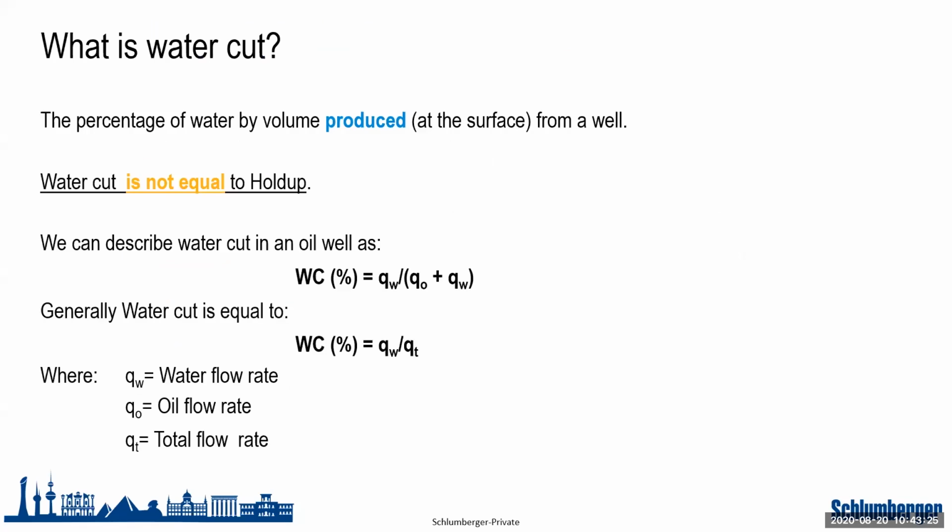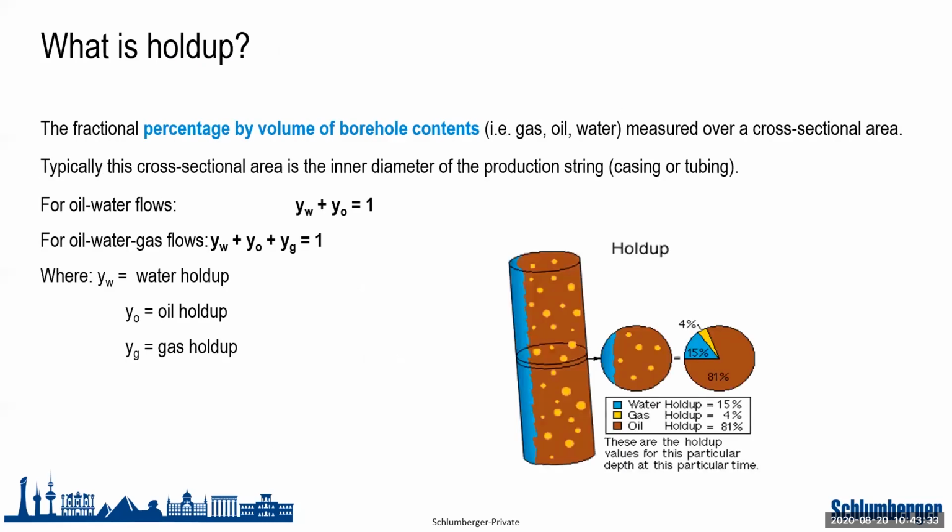So again, water cut is not equal to holdup. Water cut is the percentage of water by volume produced at surface from a well. Holdup, as we can see in this diagram, is different. I see water, oil, and gas flowing together. If I take just a slice from my well, downhole, from my pipe, and analyze this slice, okay?